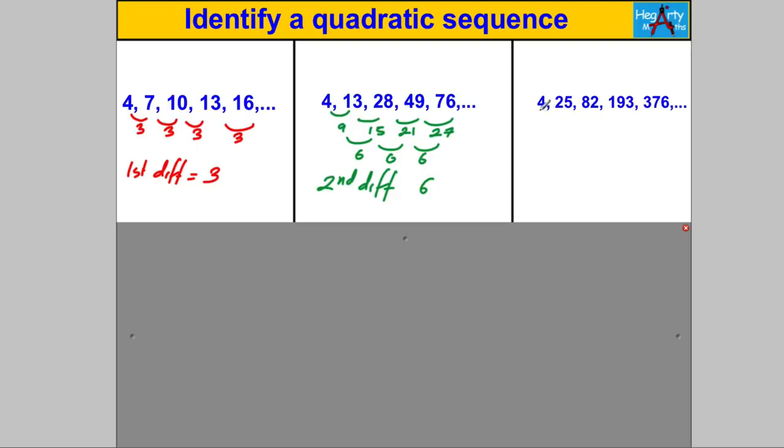Let's see what's happening in this case. If I do 25 subtract 4, I get myself 21. There's a difference there. The difference between these two here, if I do 82 subtract 25, I get myself 57 in this case.